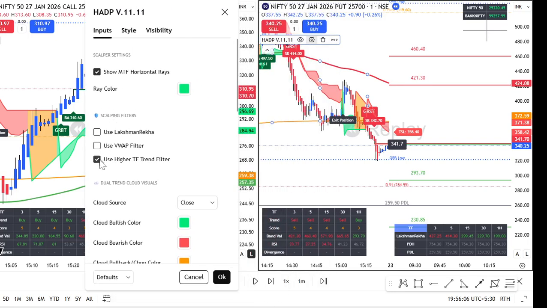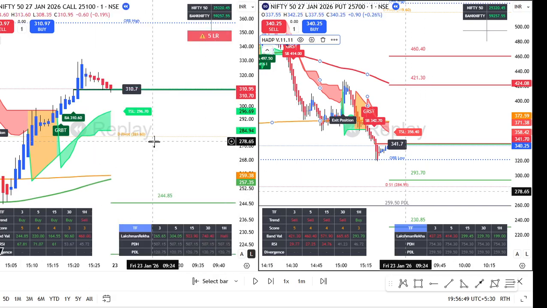If I use this filter, the higher time frame trend filter, I will not get any put buying until this 3 minutes candle closes above 421.3. That is, 3 minutes is in sell. There is something called band value that is at 421.3. We are now at 341.7. So until a 3 minutes candle closes above 421.3, we will not get any put buying signal, because the parent trend, 3 minutes, is into sell. That is what it means when you use this higher time frame.